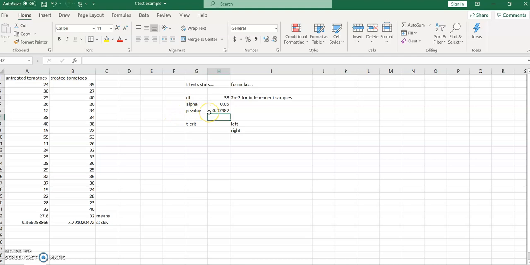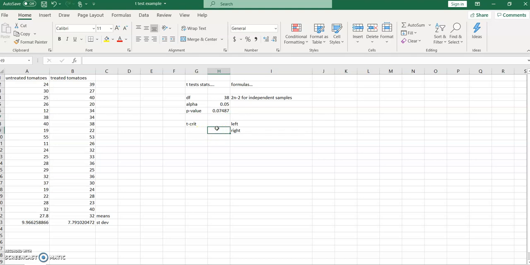Okay, so that's what I'm doing here. I'm comparing the p-value to the alpha level. And so the bottom line way to think about this is that if your p-value is greater than your alpha level, you are going to accept the null hypothesis. If it's lower than your alpha level, you're going to reject the null hypothesis.